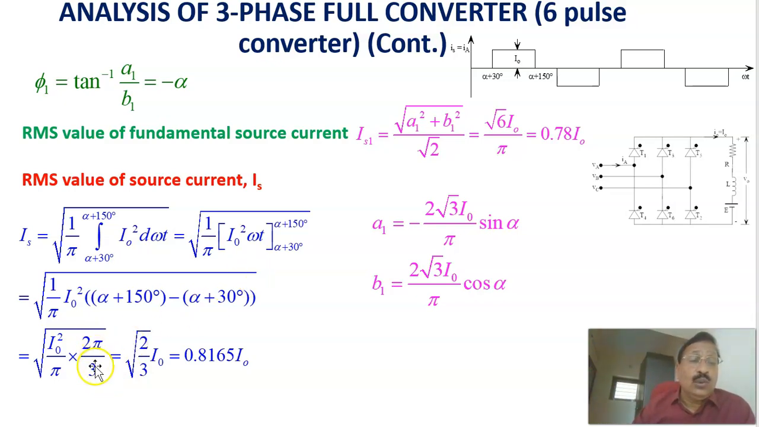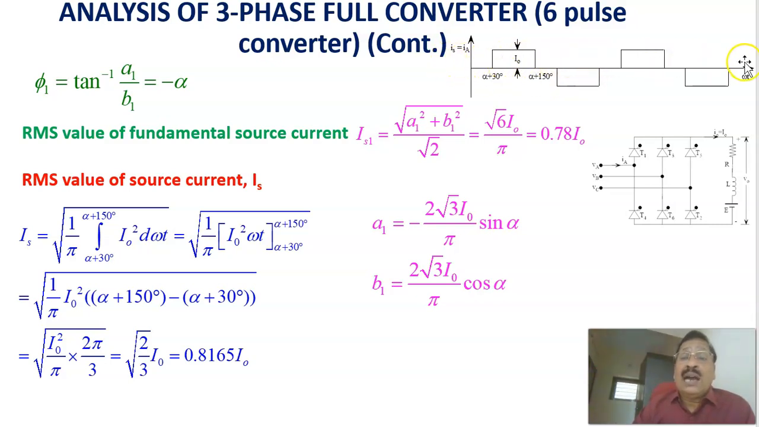Substituting that, 2 pi by 3, it is equal to root of 2 by 3 into I naught, or 0.8165 I naught. Therefore, this is the RMS value of the total signal, which is actually the source current in phase A. This is the source current in phase A: plus I naught from alpha plus 30 to alpha plus 150, and minus I naught from here to here. During this period, it equals 0.